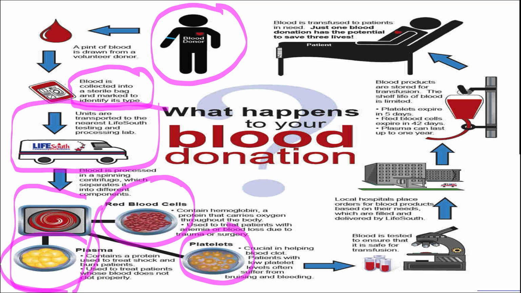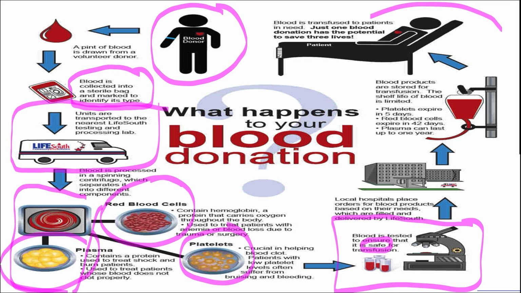After that, not only the separation or processing of a particular component, but we also need to make sure that the blood is safe for transfusion. Again, that is included in RA 7719. And of course, it will be transfused to the patient who needs the blood. So that's basically the steps of blood donation.